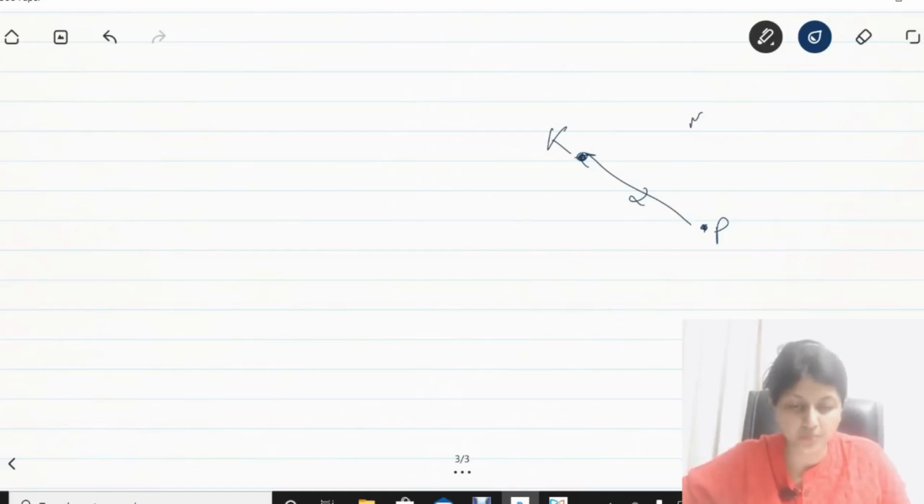Northwest direction from P. R is another place that is located 2 kilometers away in the southwest direction from K. South is here, west is here. So 2 kilometers away is another place which is R.